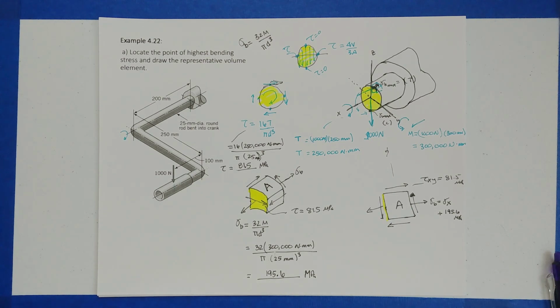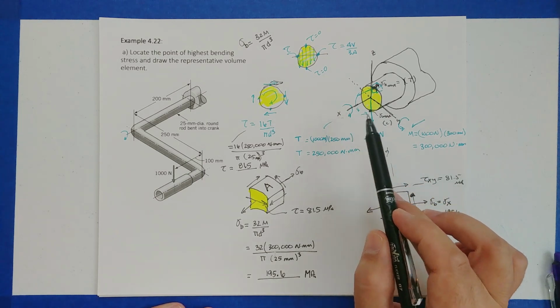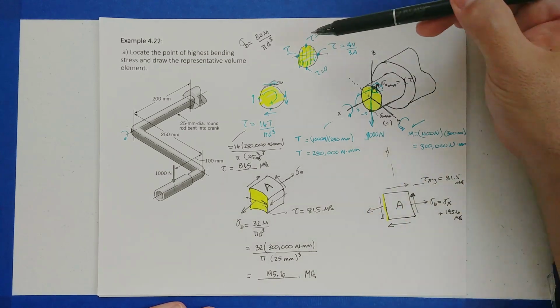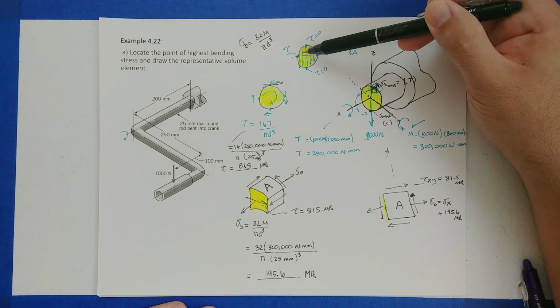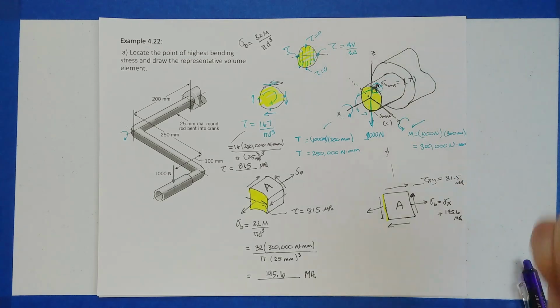Let me just double check. We have the volume element, we have the bending stresses, and we have the shear stresses from the torsional loading. Remember this 1000 Newton right at the top. It's a transverse shear stress, which means we don't have any shear loads there, right? So the transverse are always going to be maximum right at the neutral axis and zero at the other ends. And that's it for this example.